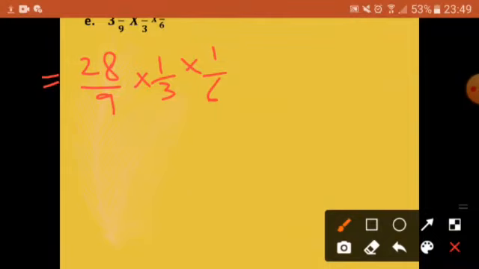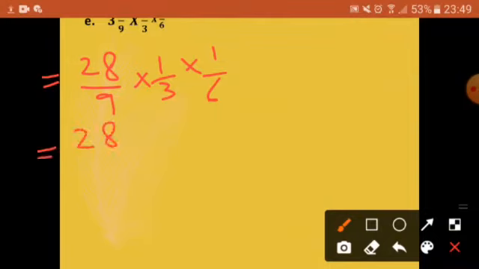Another example, let's see: 3 whole 1 upon 9 times 1 upon 3 times 1 upon 6. Now this time we have one mixed number and two fractions. So same procedure, that first mixed number should be converted into an improper fraction. 9 times 3 is 27, 27 plus 1, 28 upon 9. Then times 1 upon 3, then times 1 upon 6.